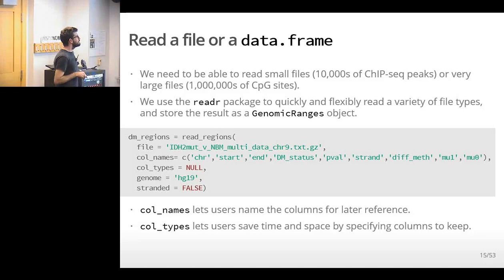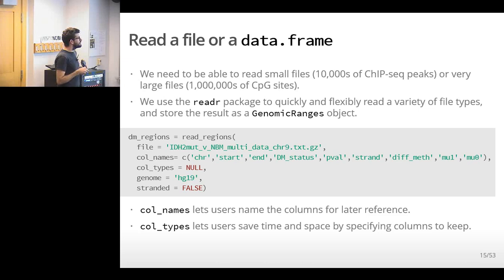The first thing that we want to do is be able to read small files, like maybe tens of thousands of ChIP-seq peaks that come in narrowPeak or broadPeak format if you get them straight from ENCODE. Or we want to be able to read large files that have millions of CpG sites, like we're encountering with our MINT pipeline. And we want to be able to do that quickly. So instead of using base R, I'm using readr, which was developed by Hadley Wickham, and it's kind of an alternative to data.table and the fread function.